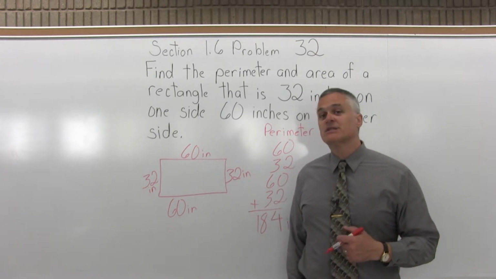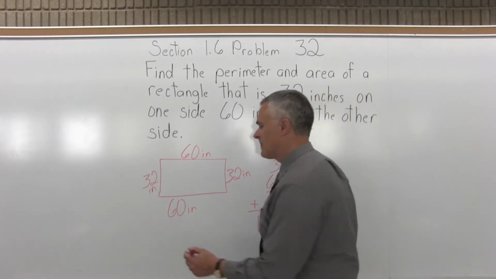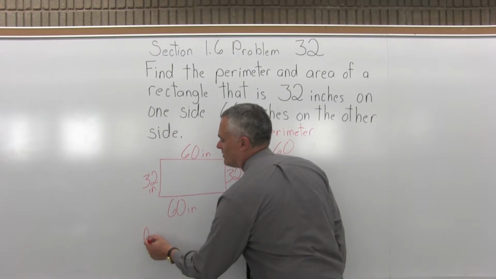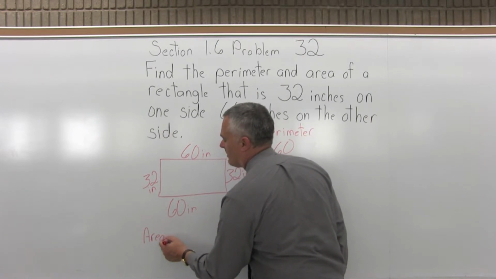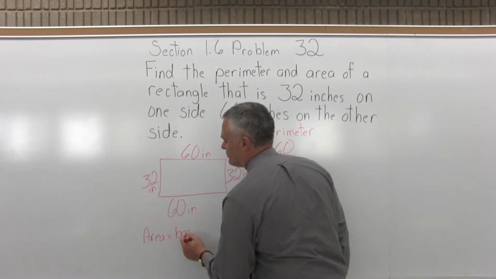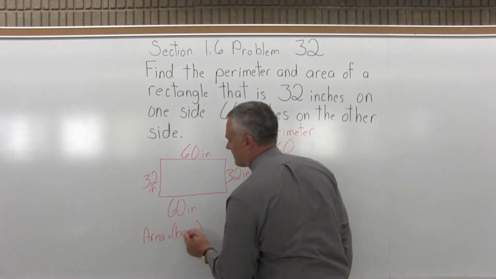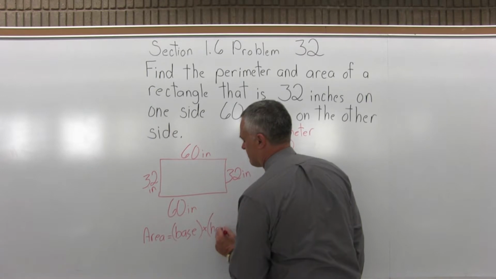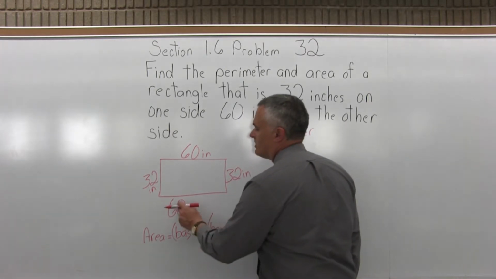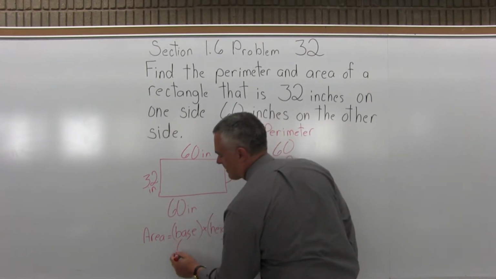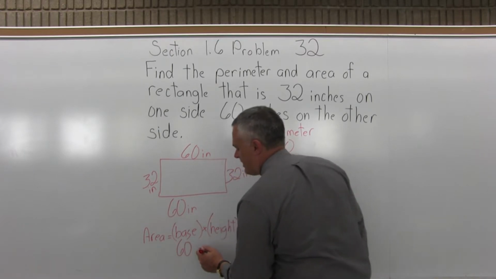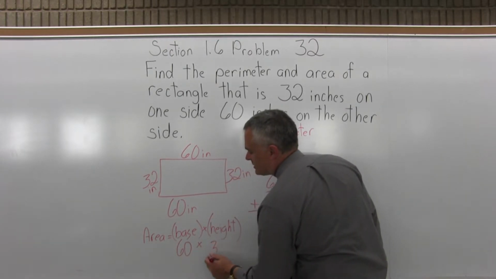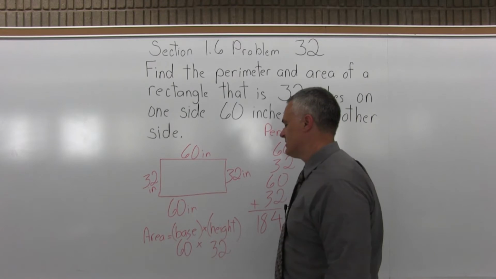And it also asks us to find the area of this figure. So area can either be written as length times width or base times height. It's really the same thing. So the base is 60 inches times the height is 32 inches.